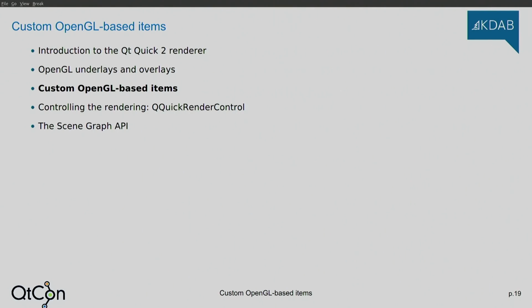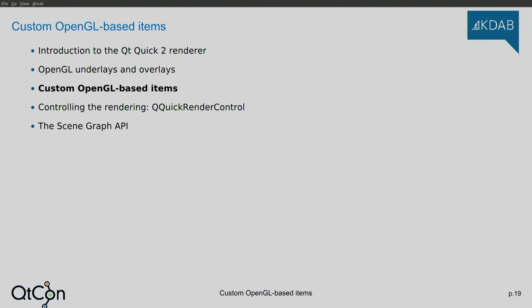Okay, so that's basically the big deal when it comes to underlays and overlays. By using those two signals, I can easily implement something which goes below QtQuick, or on top of QtQuick. I never implemented something which goes on top of QtQuick, to be honest, but yes, you can do that as well. Just connect to the afterRendering signal. Okay, that's good enough. How do we go about custom OpenGL-based items?